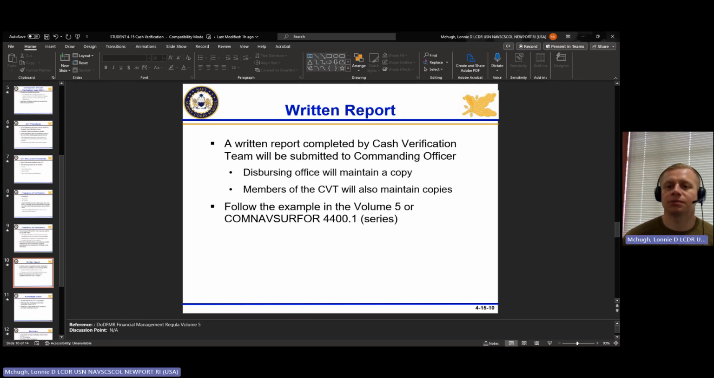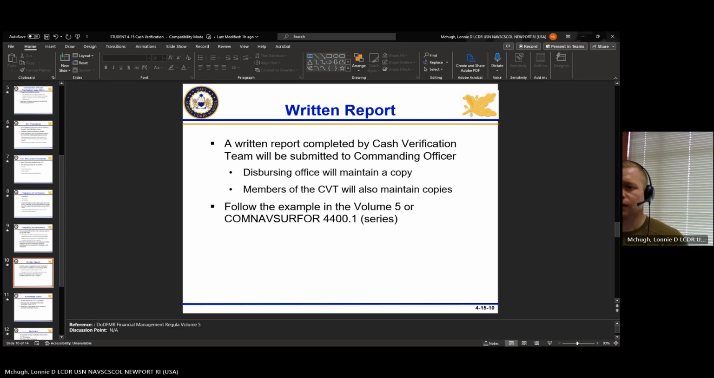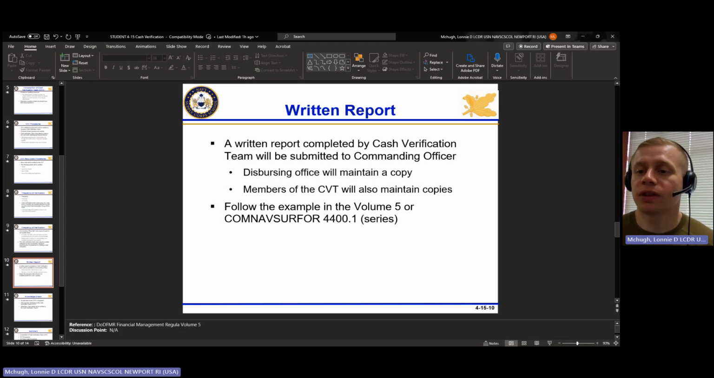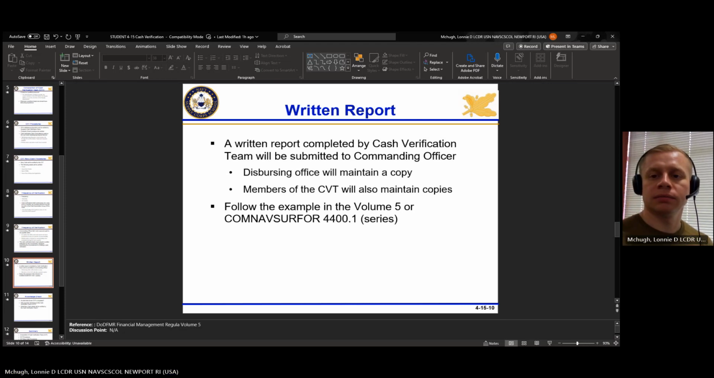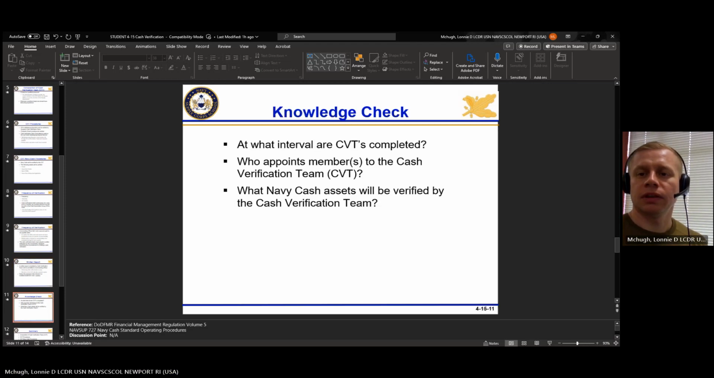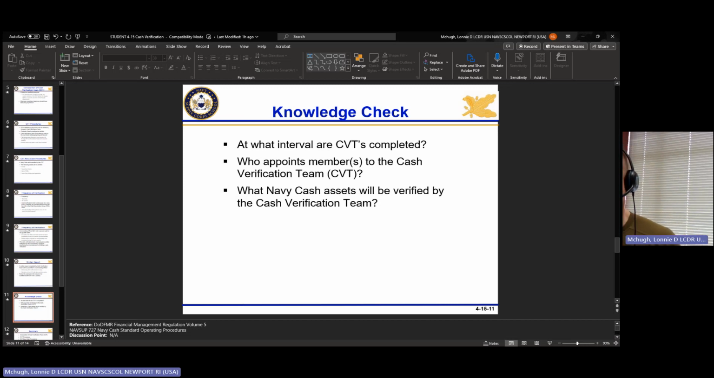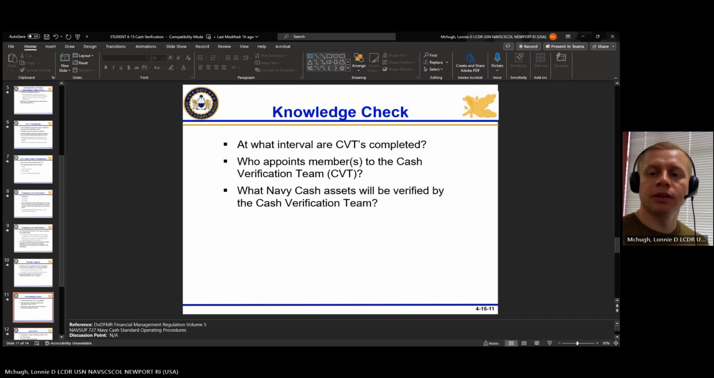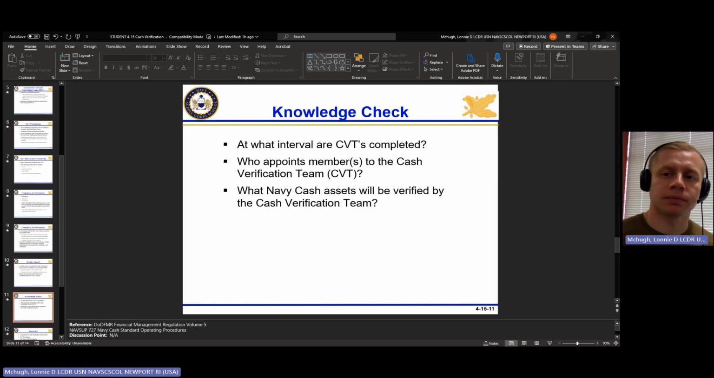Whenever the cash verification team completes their audit, they're going to write up a report and route it up to the commanding officer. So this will be a report to the commanding officer of the health of their entire dispersing operation and how well you as a dispersing officer are maintaining accountability. This report gets filed with your CO's monthly and will be on file in your office as well. So it'll be in your S1 operation as well as your dispersing office.